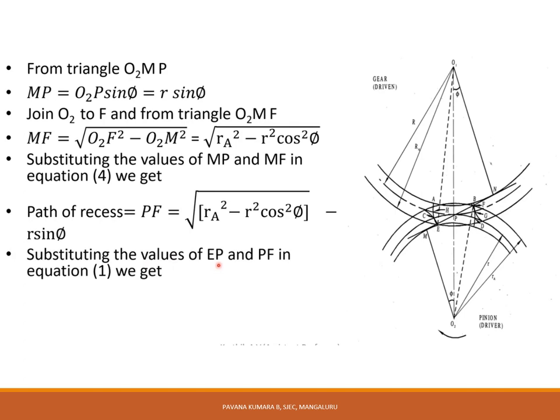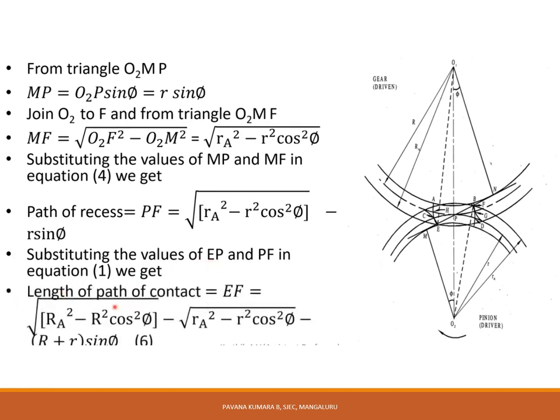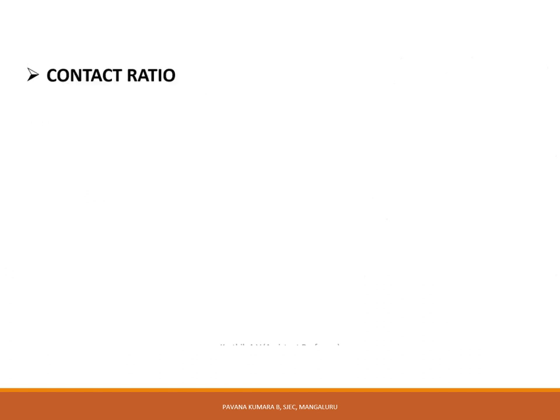Next, combine both the path of approach as well as the path of recess, then you will get the length of path of contact EF. It is a combination of this path of approach and this path of recess, along with capital R plus small r combined together, you will get this equation. This is nothing but the length of path of contact.